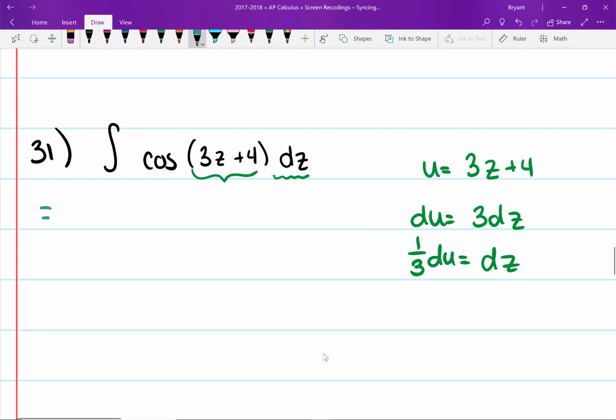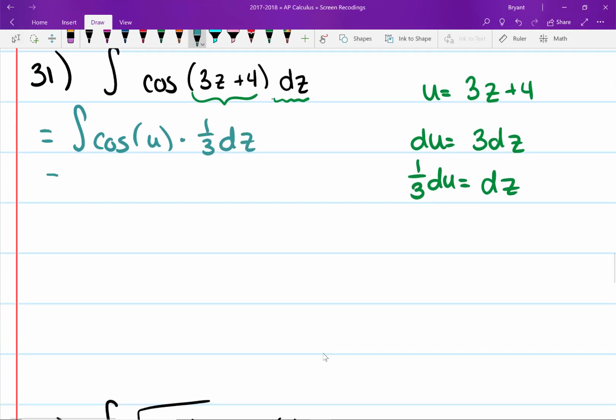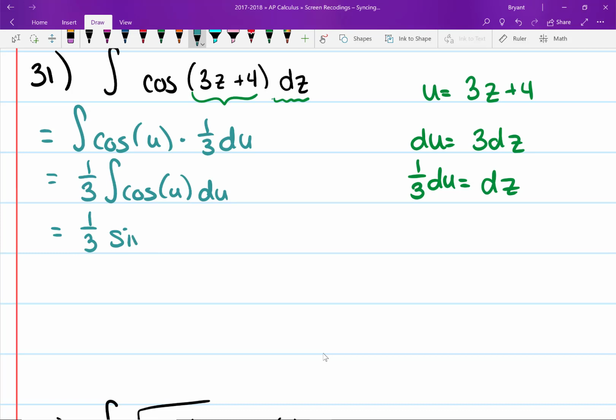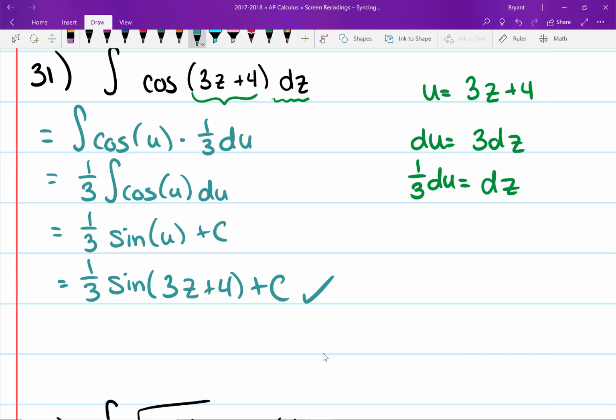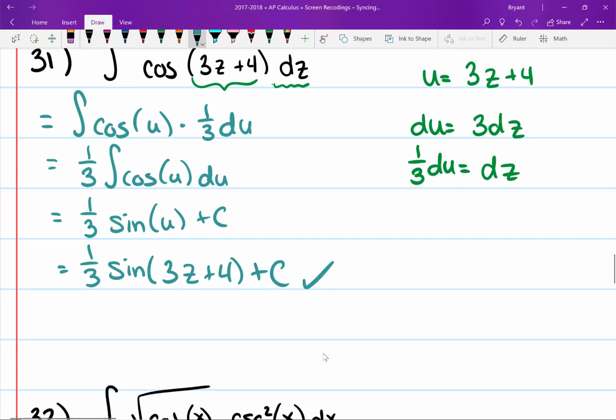Now I'm going to rewrite my integral using the u sub. So this is cosine of u times 1/3 dz. So this is going to be 1/3 times the integral of cosine of u. I'm sorry, it's du. Keep making that mistake. So now we integrate, and you're going to get 1/3 sine of u plus c, which is equal to 1/3 sine of 3z plus 4 plus c. All right, moving on to number 32.